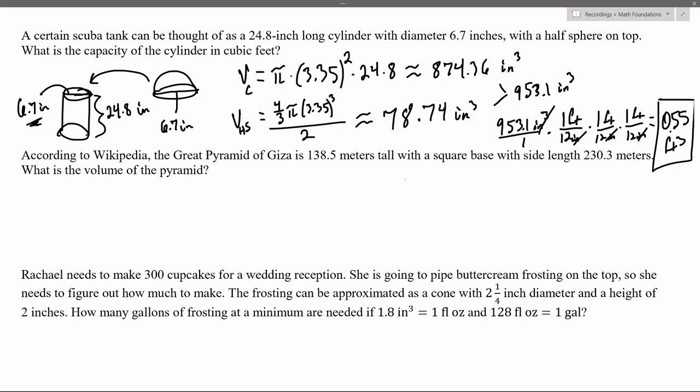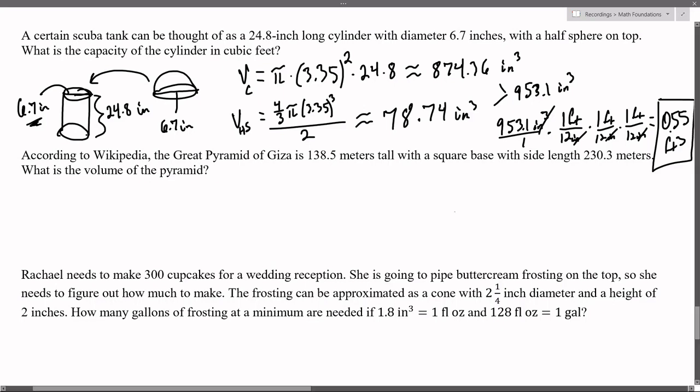Okay, now according to Wikipedia, the Great Pyramid of Giza is 138.5 meters tall with a square base. It's got a square base of side length 230.3 meters. What is the volume of the pyramid? We know that we have a square pyramid since it's going to be a square base like this, and then all these points come up to meet at a point at the top. Now, we know the base is going to be 230.3.